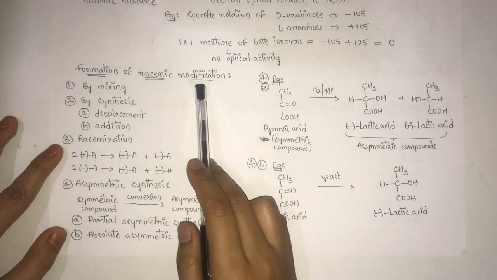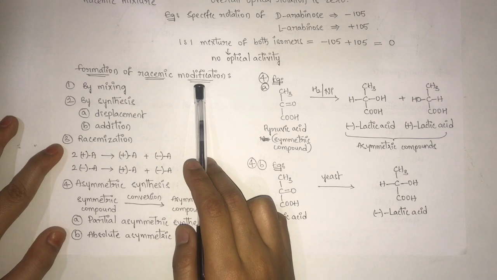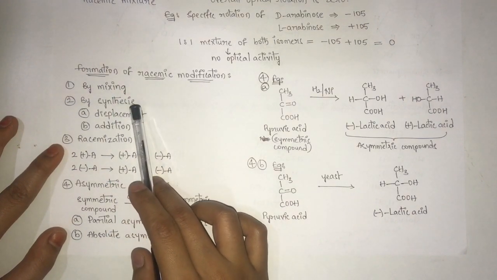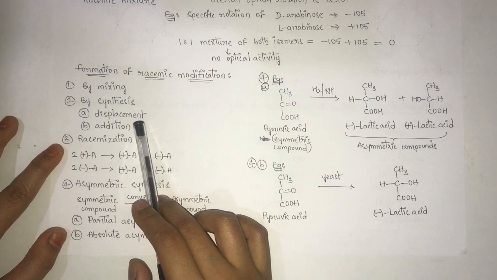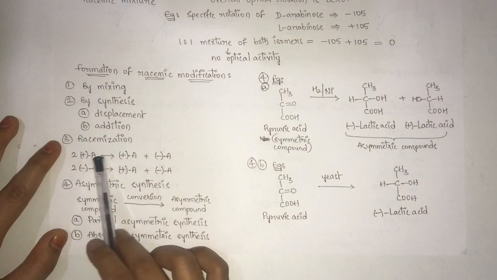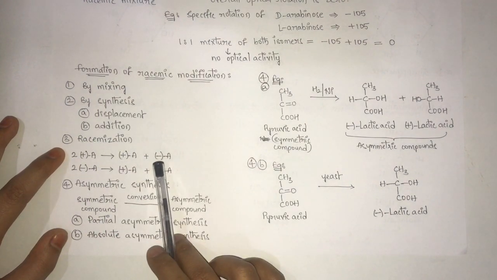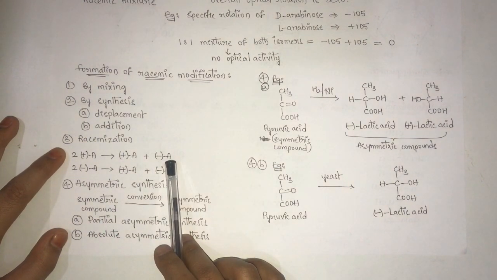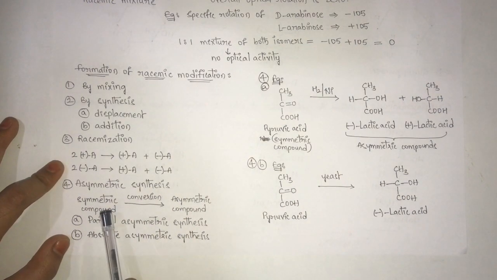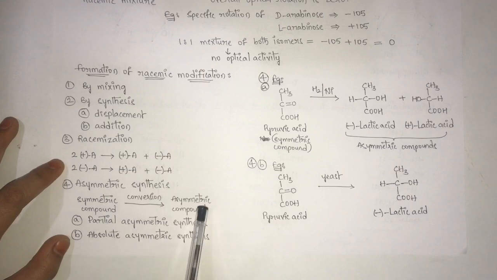Formation of racemic modification or racemic mixture. We can prepare this by 4 methods. First one by mixing, second one by synthesis using displacement method or addition method. Third one racemization, where we are taking a particular type of isomer and we are converting half of the amount to the other isomer. Last one, asymmetric synthesis, where we are converting a symmetric compound to an asymmetric compound.